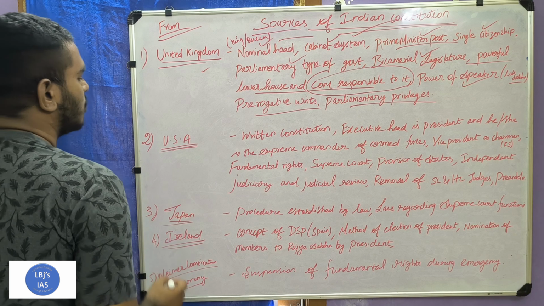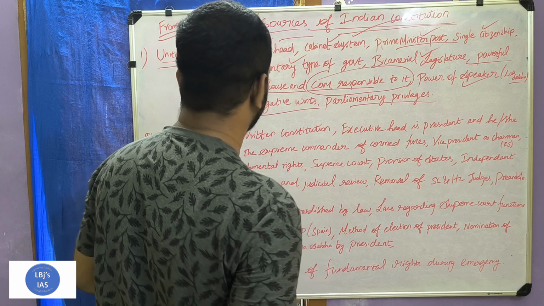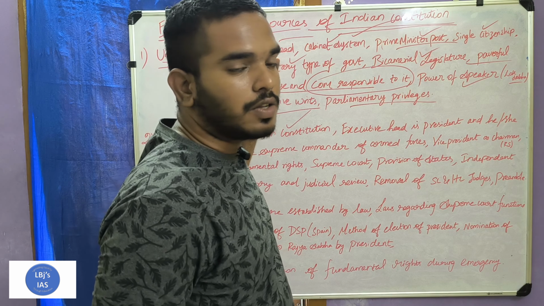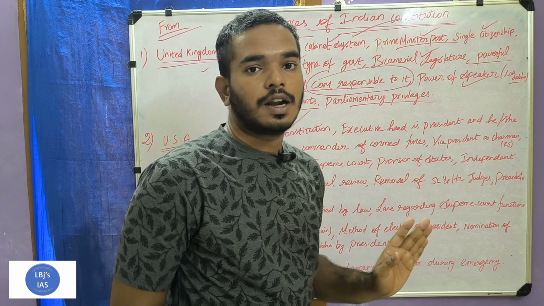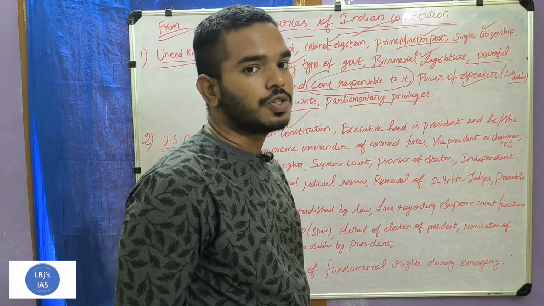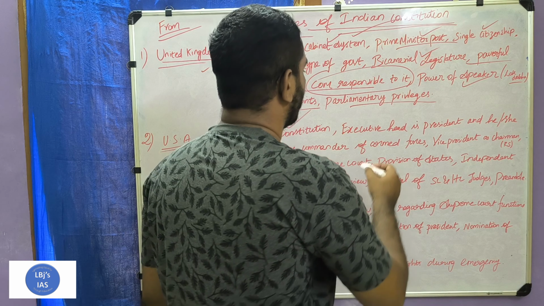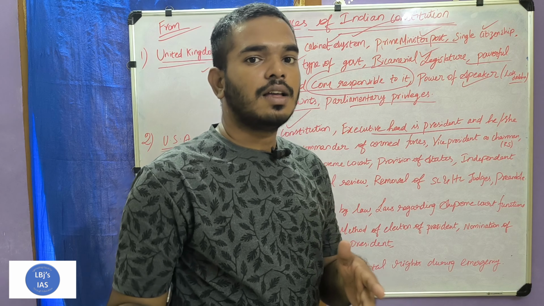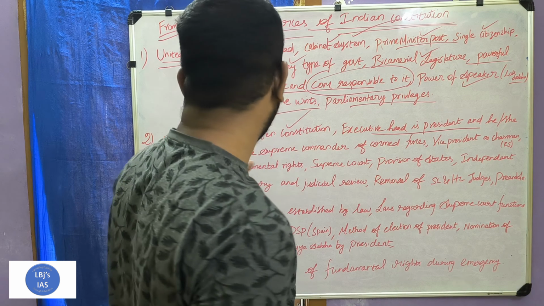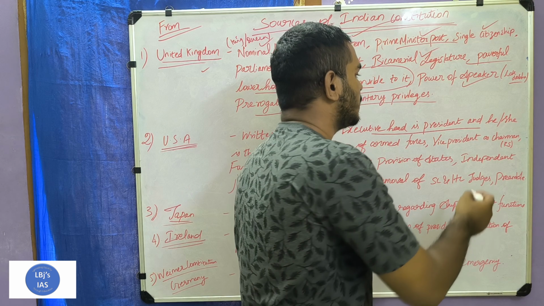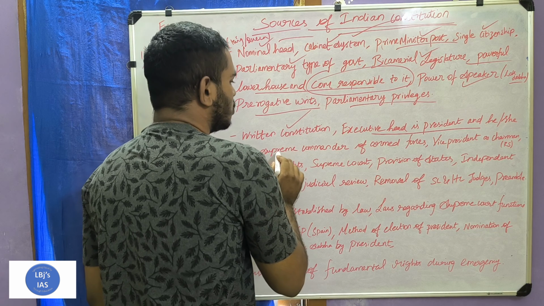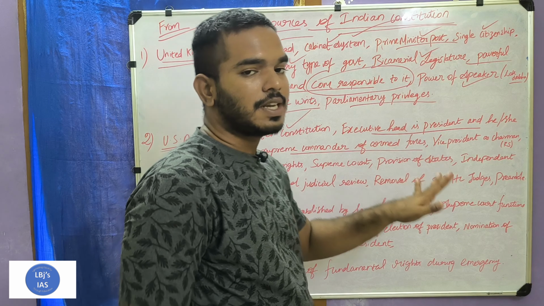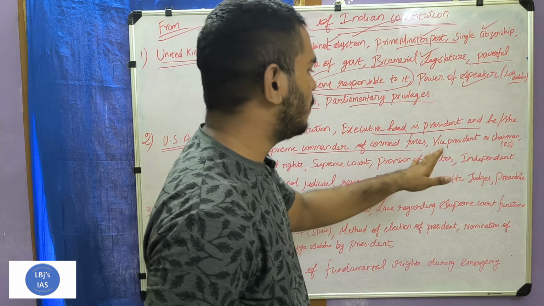Next are the provisions that were taken from the constitution of the USA. Written constitution. The UK does not have a written constitution, but the USA has a written constitution. Likewise, the Indian constitution is also a written one. Then the executive is a president. In India also the executive is a president. In the USA also the executive is a president, and he or she is the supreme commander of armed forces. In both countries, the president is the supreme commander of armed forces.